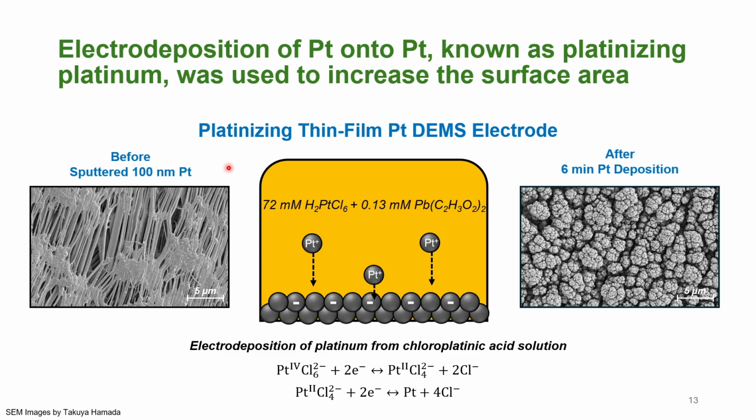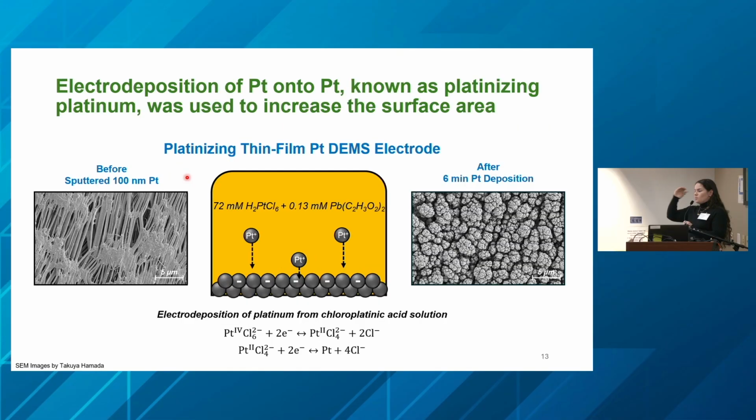So we went through a variety of experiments in order to ensure that our collection efficiency was still staying at 100%, which is just normalized by the collection efficiency that we were getting at 100 nanometers of platinum, as a function of platinum deposition time.